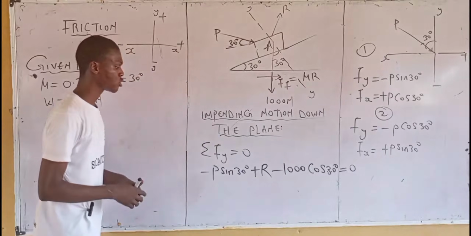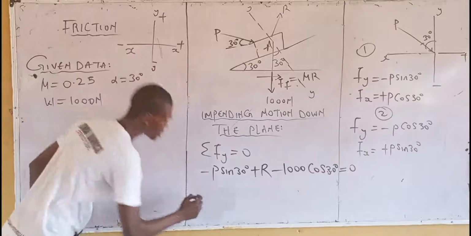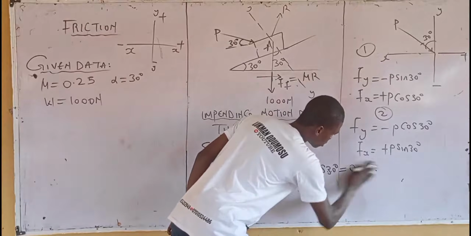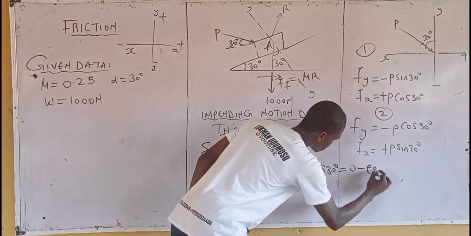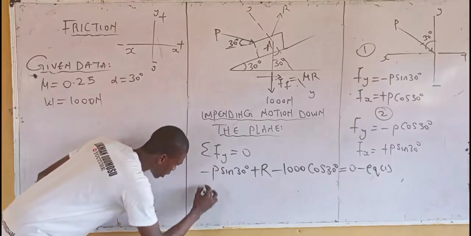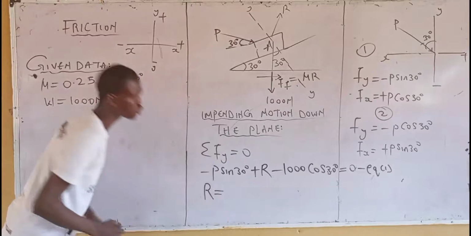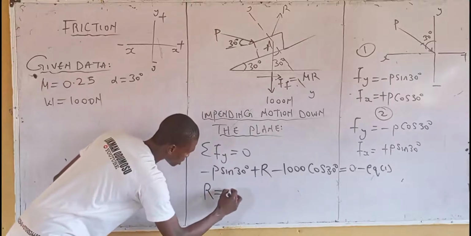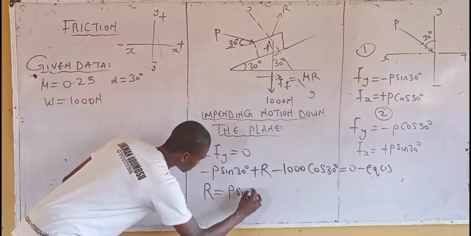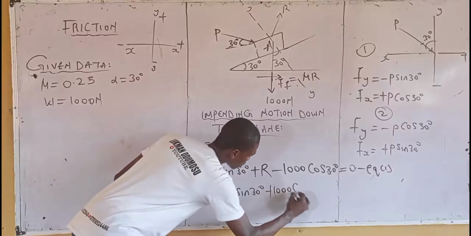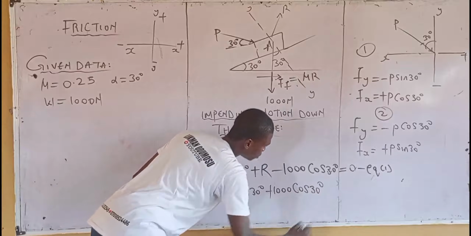By making r the subject of the formula, it becomes r. We call this equation 1. From equation 1, make r the subject of the formula. That becomes r equals, obviously this will go to the other side, then it becomes positive, p sine 30 degree plus 1000 cos 30 degree.